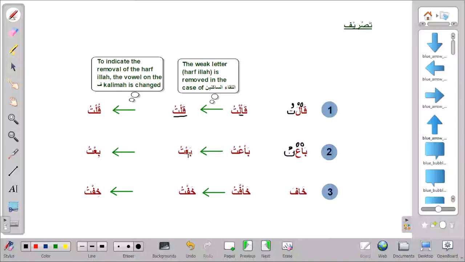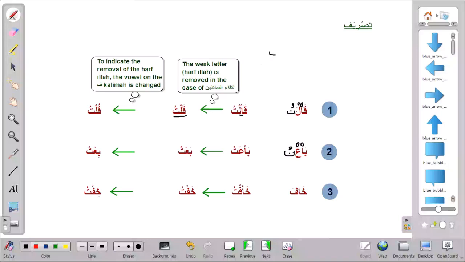But of course, it's not complete. We have to leave an asar, an indication that we removed a letter. And how do we do it? We change the vowel on the first letter. So if we are changing the vowel, here we change it to dhamma. Here we will change it to kasra. Why do we change here to dhamma and here to kasra? You have to use the mudari. Qala, the mudari is yaqulu.